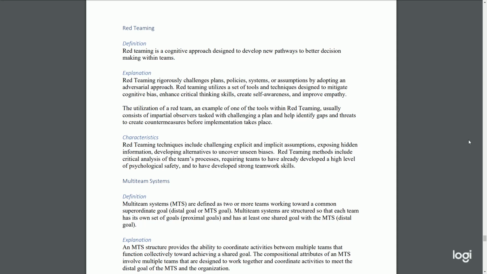Characteristics. Red teaming techniques include challenging explicit and implicit assumptions, exposing hidden information, developing alternatives to uncover unseen biases. Red teaming methods include critical analysis of the team's processes, requiring teams to have already developed a high level of psychological safety and to have developed strong teamwork skills.